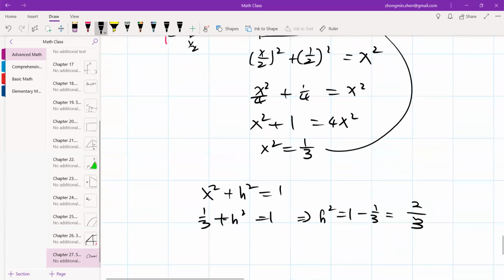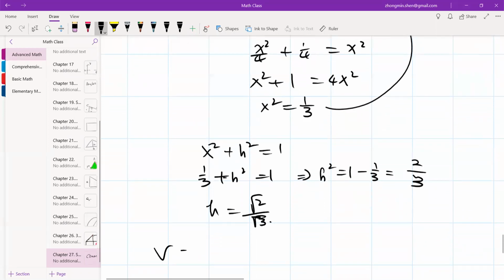So h is going to be square root of 2 over square root of 3. That's good. So you find the h, then you're done. So the volume is going to be 1/3 a times h, right? A is what? A is the square root of 3 over 4.